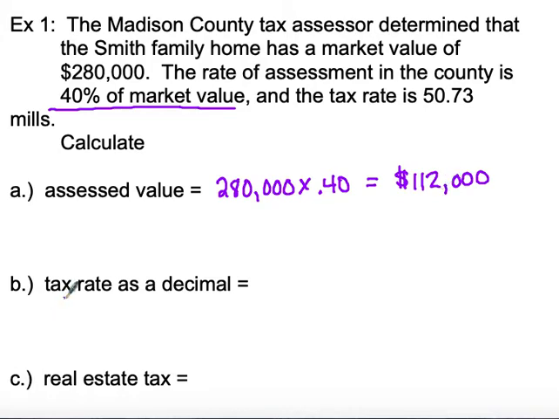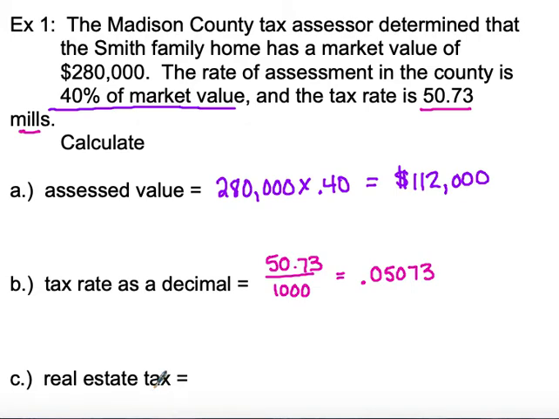So now we're going to write the tax rate as a decimal. This tax rate is 50.73 mills. So we'll take the millage, and instead of dividing it as a percent, we're going to divide it by 1,000. So we're going to move that decimal 3 places to the left, giving us the tax rate of 0.05073.